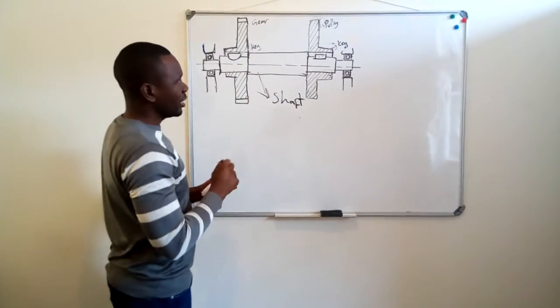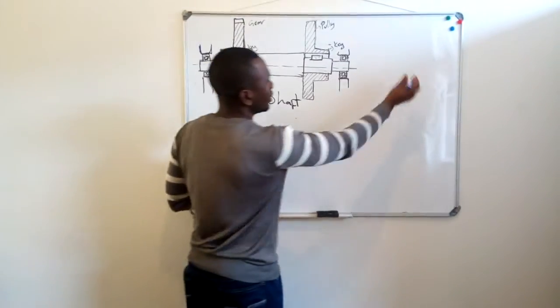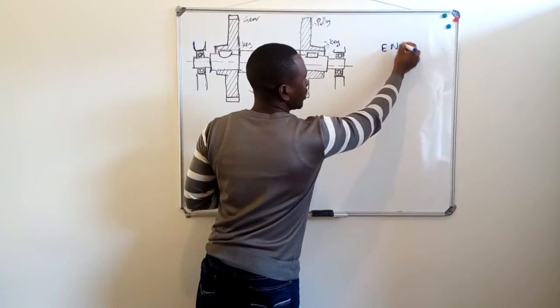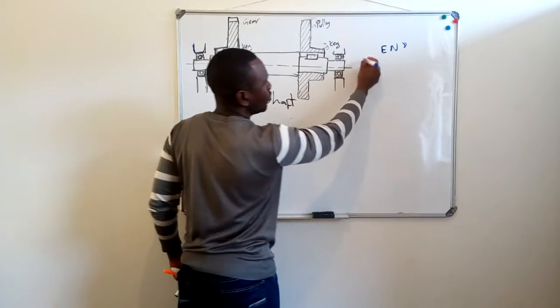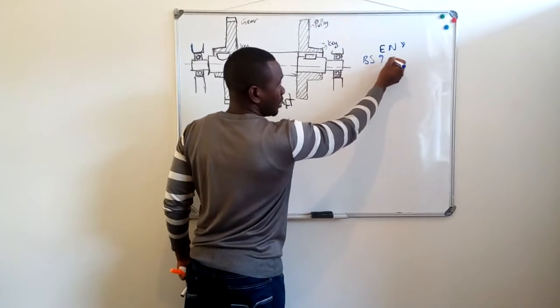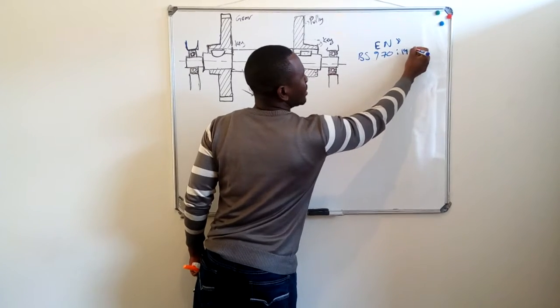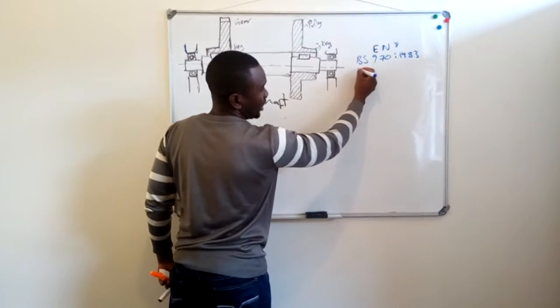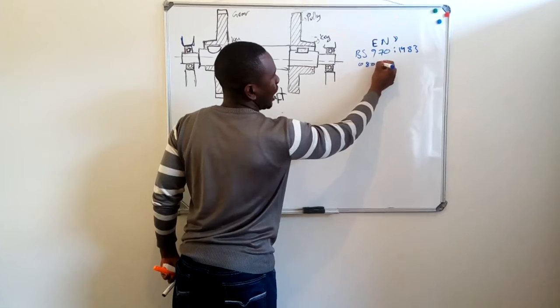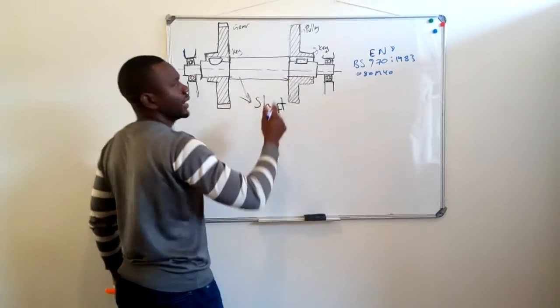Here your shaft is made in EN8 material, which we find under BS 970, I think 1983. Or we can call it 080M40 material. It's EN8.